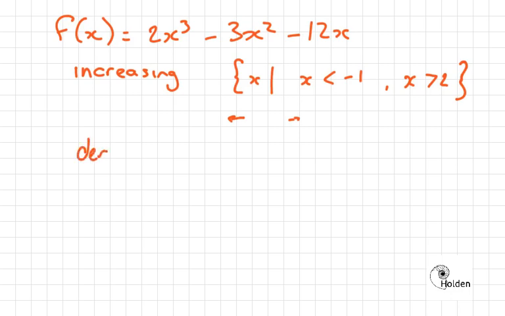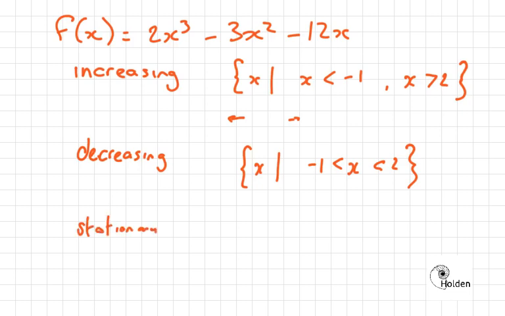We know it was decreasing for the set of values where x is greater than -1 and less than 2. Oh, I can never draw those, even when I try. Okay, let's try again. Okay, so here the function is decreasing. It's stationary, i.e. not changing, when x equals -1 and x equals 2.